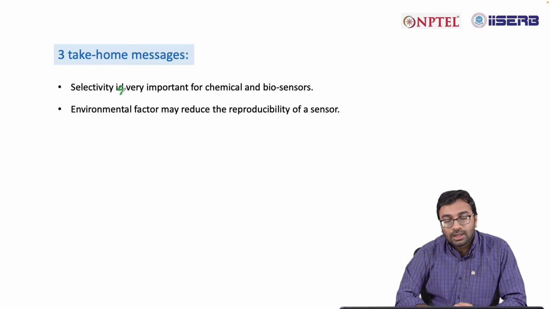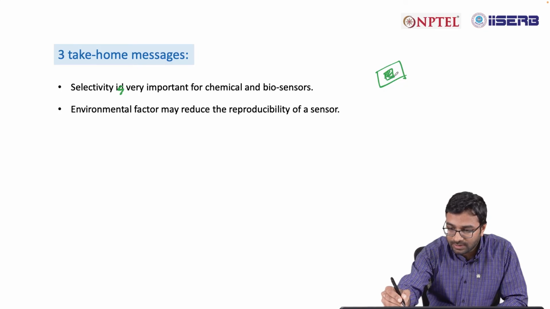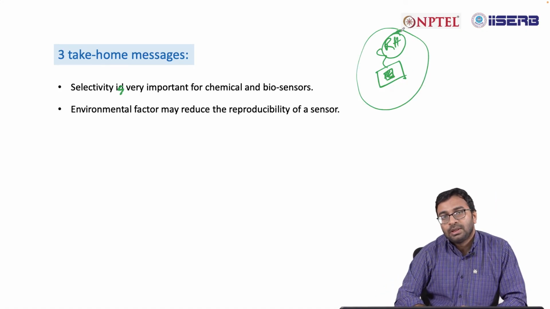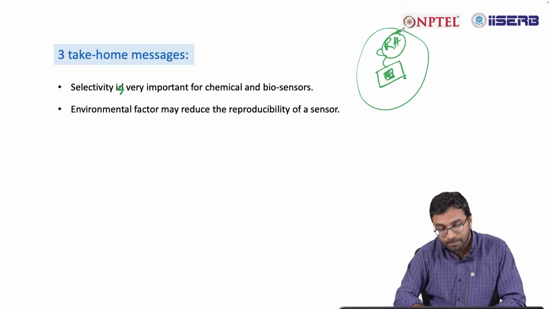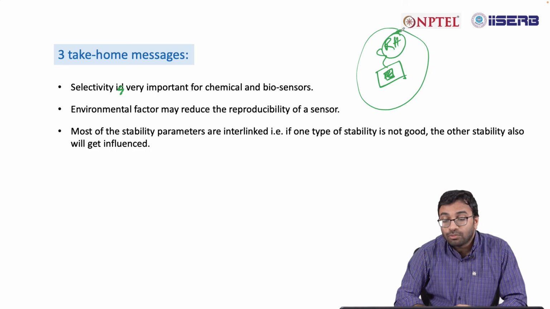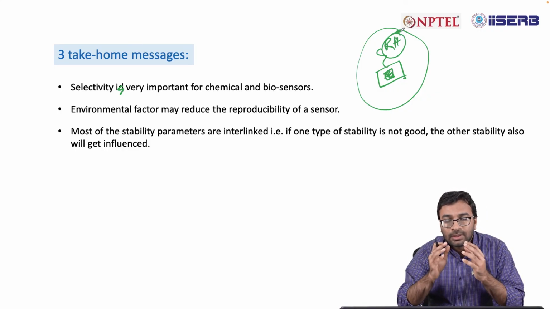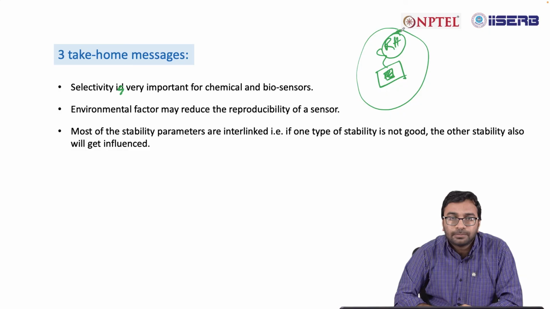Then environmental factors may reduce the reproducibility of a sensor, as I have said. If you have a temperature sensor and the active material of that sensor is responsive to relative humidity, then you will find the relative humidity of the environment or ambient condition is making your sensor less reproducible. So one has to be very careful about that. Then most of the stability parameters are interlinked, that is, if one type of stability is not good, the other stability also will get influenced. What I mean by that is, if you have a flexible sensor and the mechanical stability of the sensor is not good, that will be reflected in your electrical signal as well, because maybe the electrodes are not stable. Once you bend it, the electrodes are getting affected, so in turn you'll get a very bad electrical response.